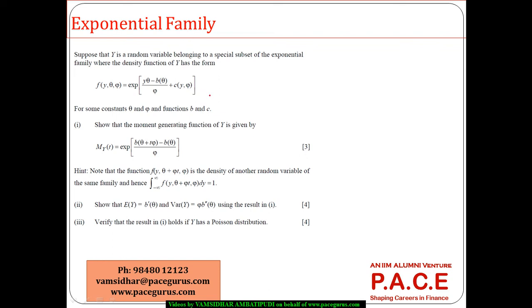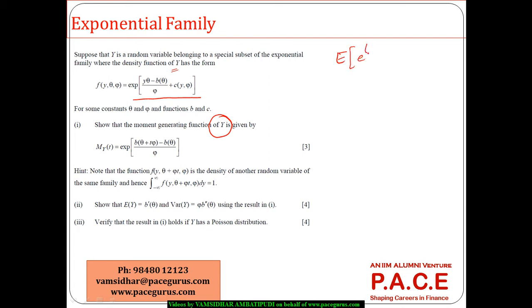Now, let's look at this question on the exponential family of distributions. Suppose that y is a random variable belonging to a special subset of the exponential family. The density function of y is given like this, for some constants theta and phi and functions b and c. I need to find the moment generating function of y. What is the moment generating function of y?